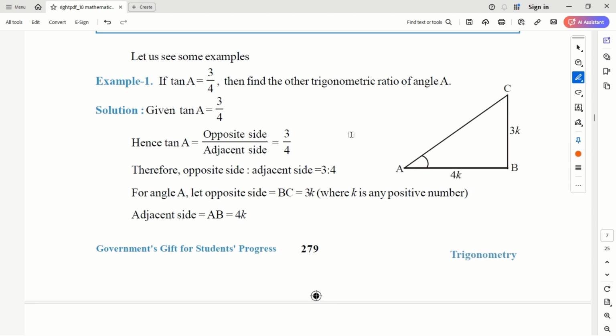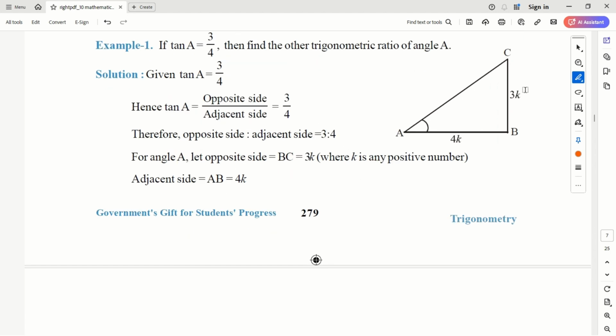Let's do some examples here first. If tan A equal to 3 by 4, find the trigonometric ratios of angle A. Okay. So tan A is 3 by 4. So we will assume that opposite is 3k and adjacent is 4k. Then only the ratio will be 3 by 4. Correct. So if you apply Pythagoras theorem, you will get AC as 5k.